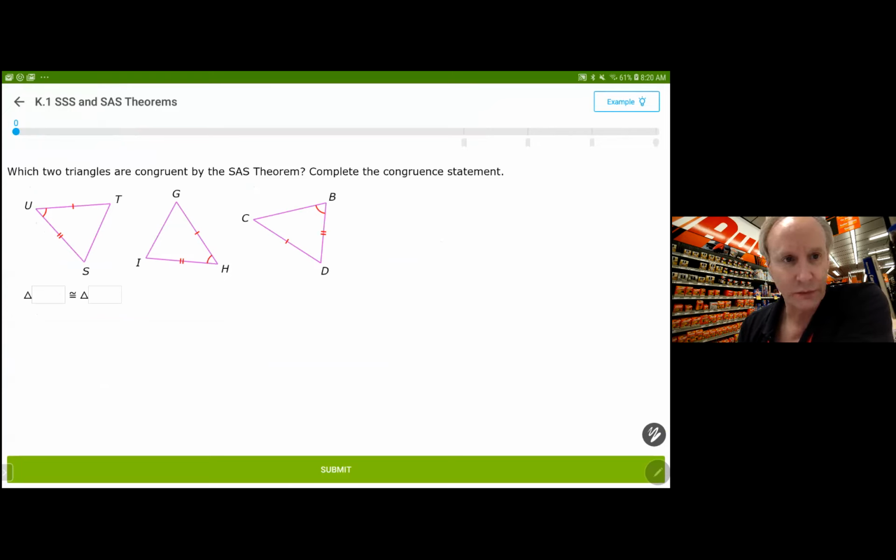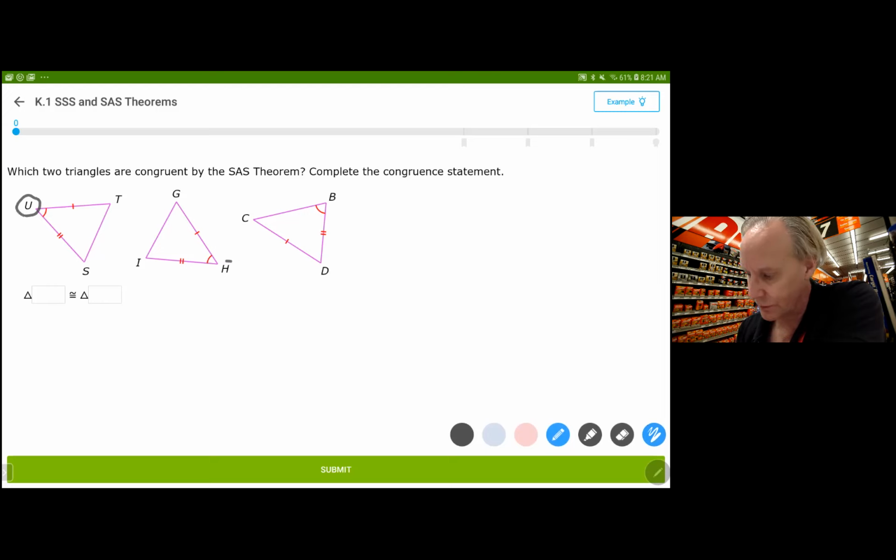And what we want to do is see which one the UST matches up with. It looks like the UST matches up with the HIG. The trick is that we have to make sure that we associate the correct vertex with the correct vertex. Since we're looking at angle U, we want angle U to go with H. So I'm going to start them both with U over here and H over here.